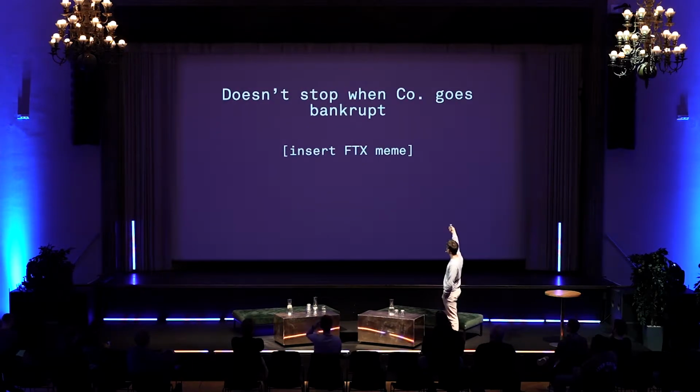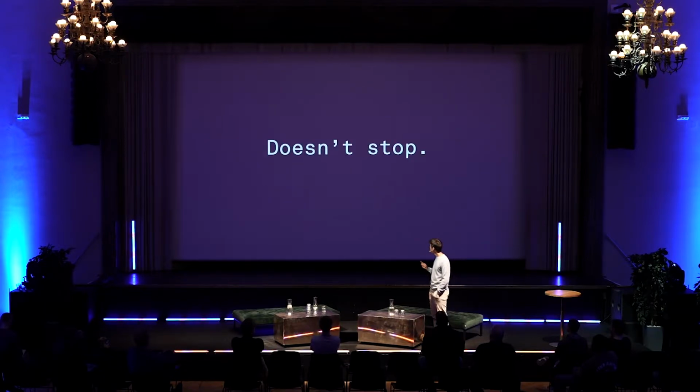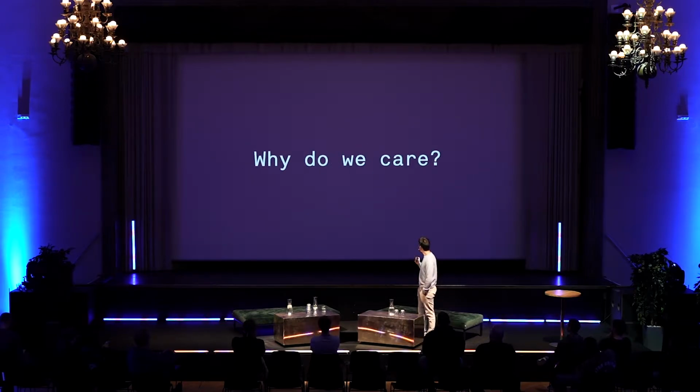That means the computer doesn't stop when the company goes bankrupt. It also means that the computer doesn't stop when the devs don't care anymore. So for the first time, we're giving autonomy to our programs. The computer just doesn't stop unless it's programmed to do so. And that's a bit scary. I could give an entire talk about why the people that are AGI doomers should be scared about blockchain instead. Because for the first time, we have computer programs that have economic incentives that can't be stopped anymore. But today, we're not going to talk about that. So enough definitions. Why do we care?